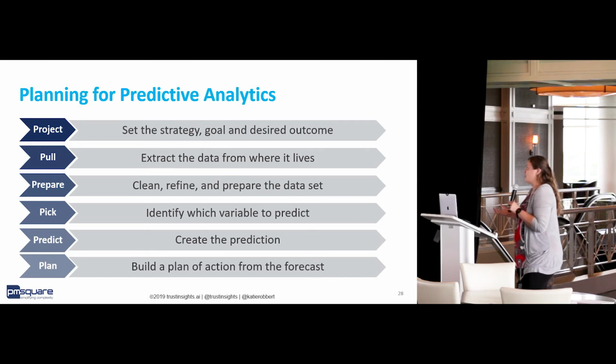Then you identify which variables to predict. So you wouldn't necessarily run a time series forecast against Facebook engagement if you're trying to figure out revenue models. So you need to make sure that, again, it's aligning with your strategy and what's the question you're trying to answer. And then, pretty straightforward, you create the prediction, and then you build a plan of action from the forecast.